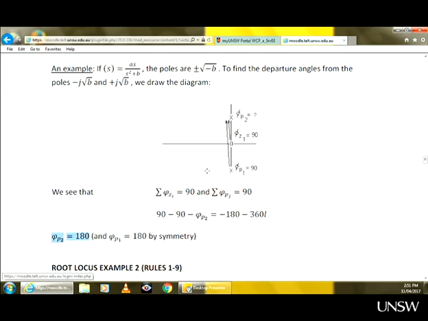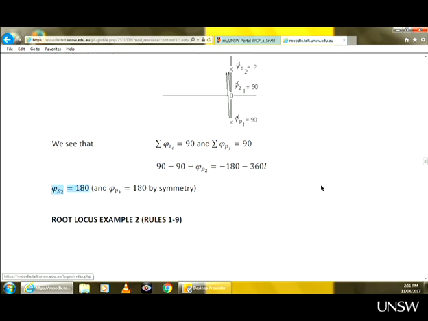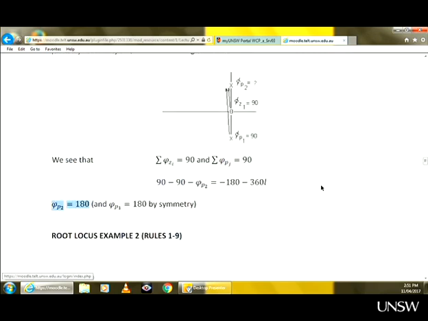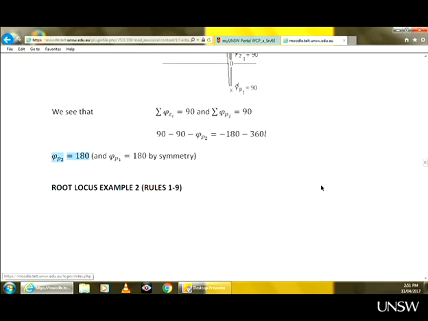Why is there a symmetry? Because you always have a pair of complex conjugate poles. Whatever you have on top, you will have on the bottom as well. Okay. Now we have all rules in place. Let's do another example now, unless you have questions.